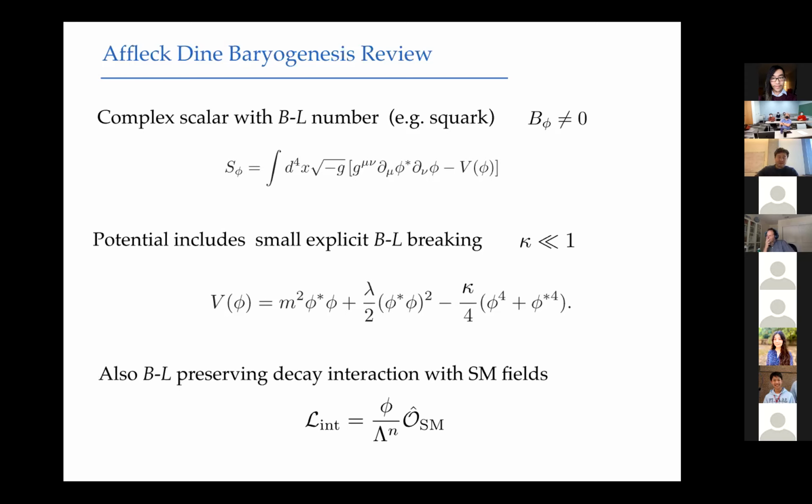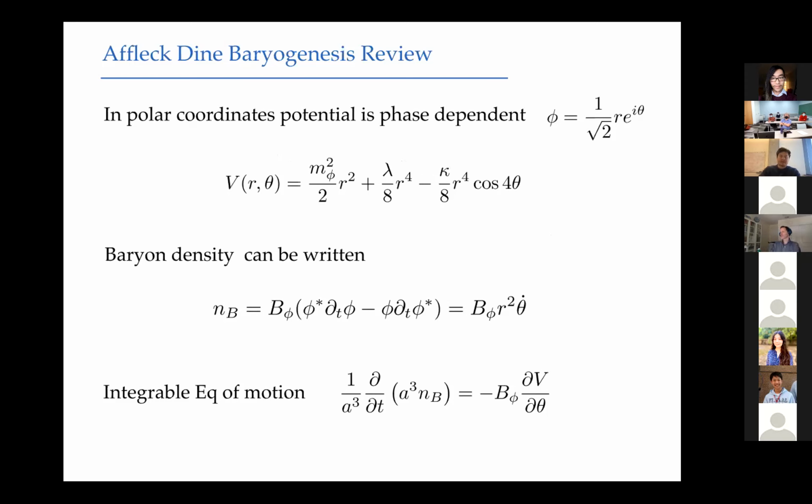And the final ingredient that we need is a B minus L preserving decay interaction with standard model fields. And so the way that this works cosmologically is, well, before we get to the cosmological part, let me just say a few words about writing this in polar coordinates. So it's helpful to imagine that phi is r e to the I theta. So its potential now explicitly has terms that go like the radius only, and then terms that have some sort of phase dependence in the cos4 theta piece.